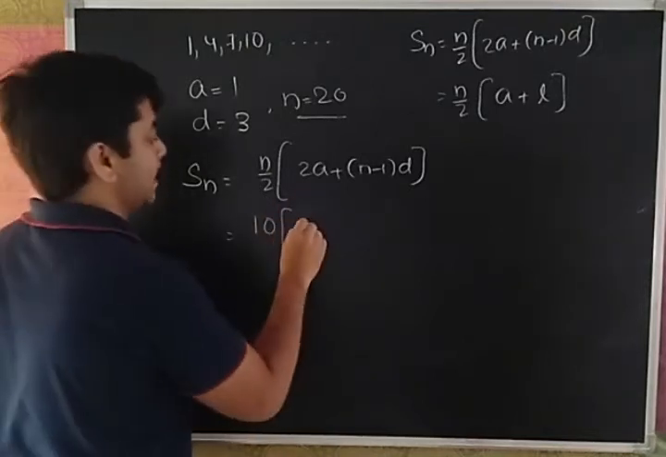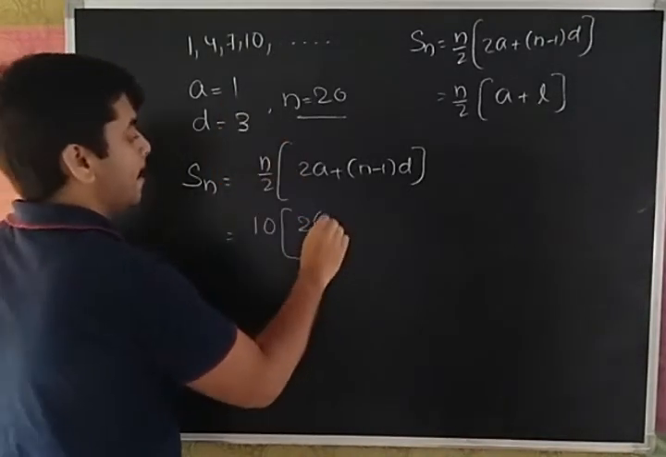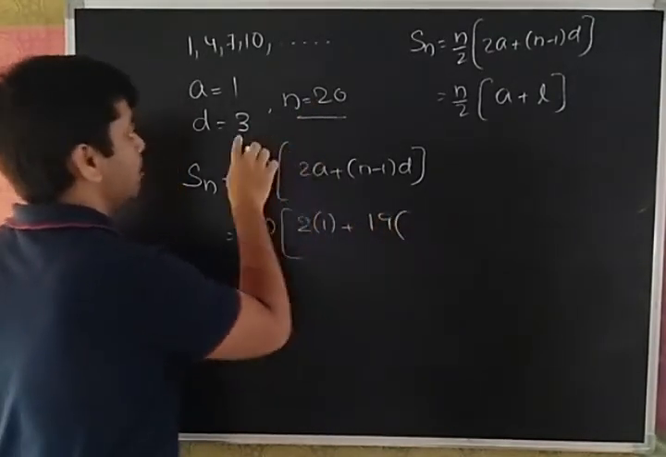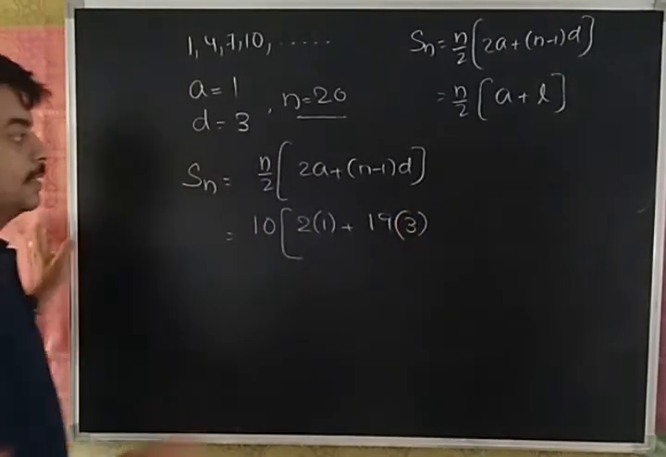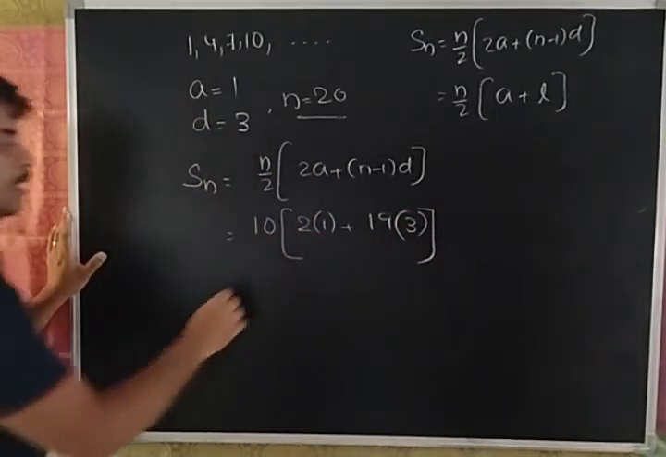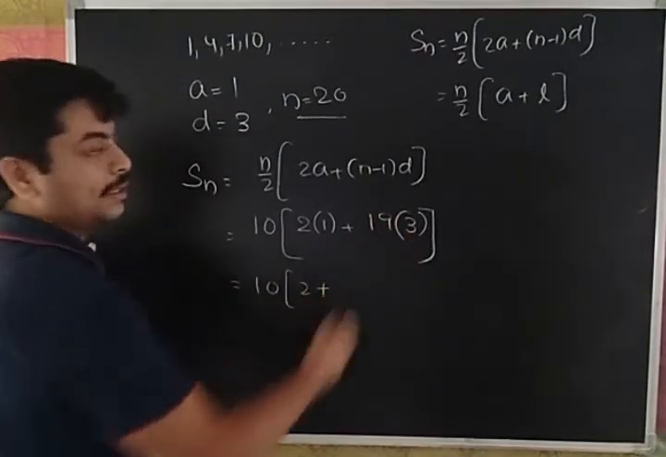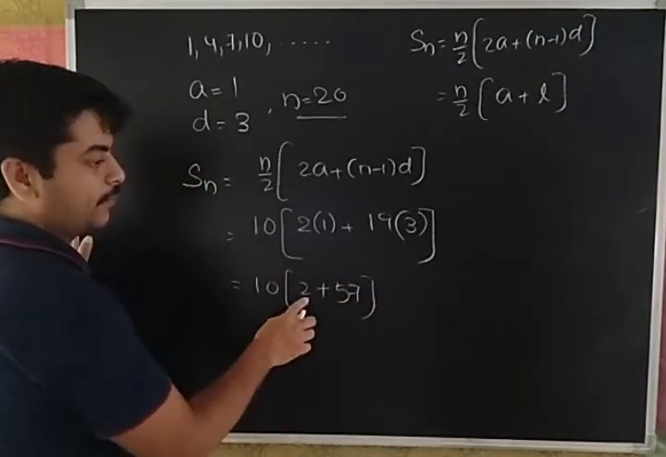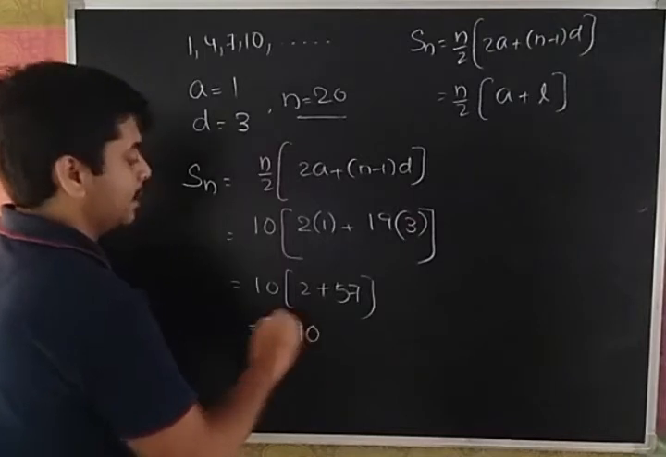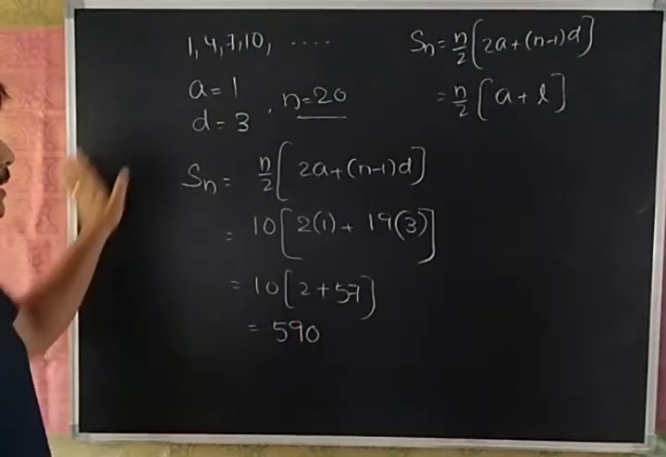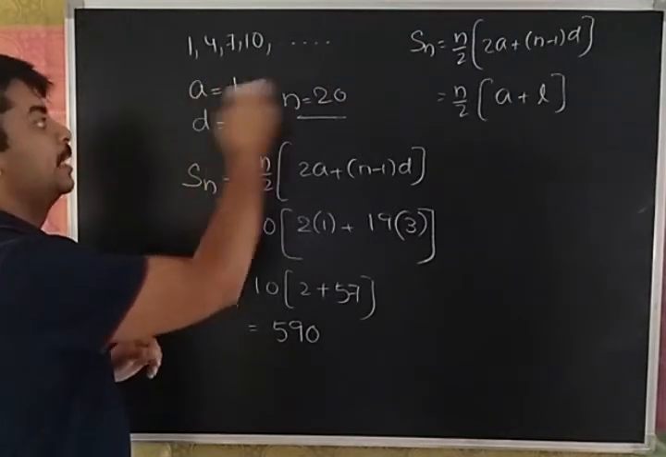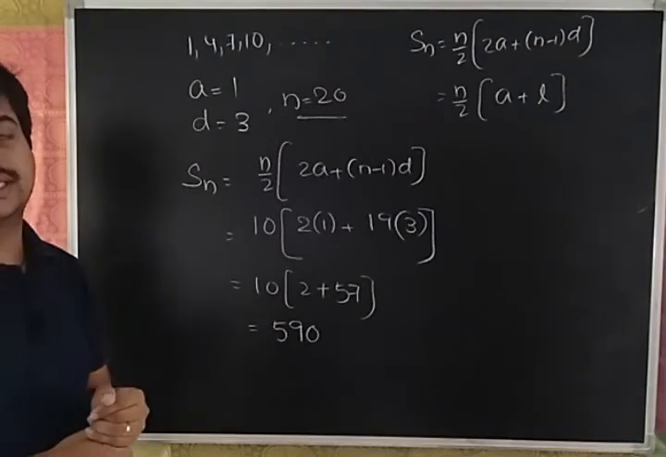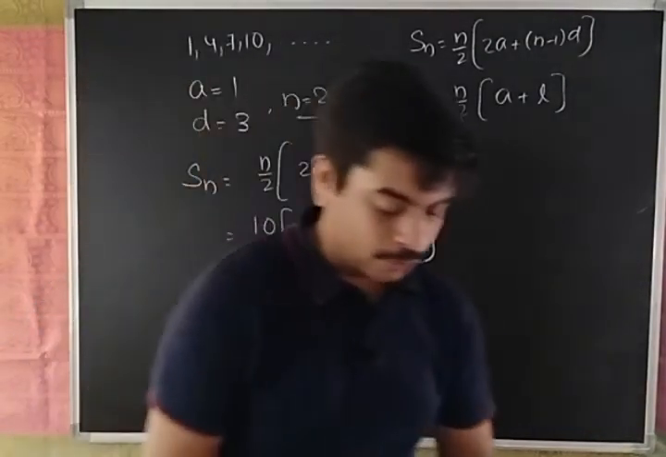10 into 2 times a, that is 2 into 1, plus (n minus 1), where n is 20. 20 minus 1 is 19, into d. What is d? d is 3. Correct. So, 10 times (2 plus 19 threes). How much is 19 threes? 57. 57 plus 2 is 59. 59 into 10 is 590. So, in this sequence, if you go 1, 4, 7, 10 in the same way till 20 terms and add all of them, you will get the answer 590.